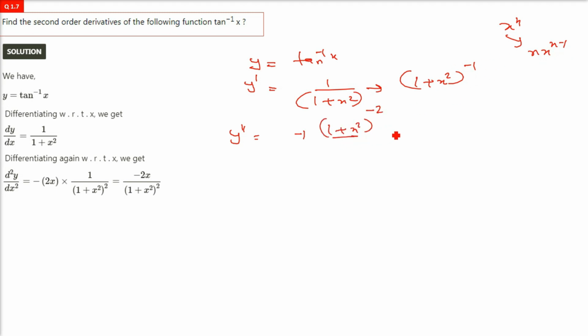So 1 plus x square differentiation has also to be done. Differentiation of 1 plus x square is 2x. You just write 2x. So you have a negative 2x, and 1 plus x square to the power minus 2, you can bring it down. So you have 1 plus x square squared here, and this is going to be your final answer, which is going to be your double differentiation.